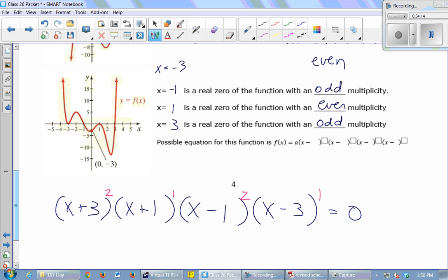I could. I don't really know what the exponents are. All I know is that they're even or odd. So I could have done 4, that's even. I could have put a 3 here because that's odd. 2, even. 1, odd.